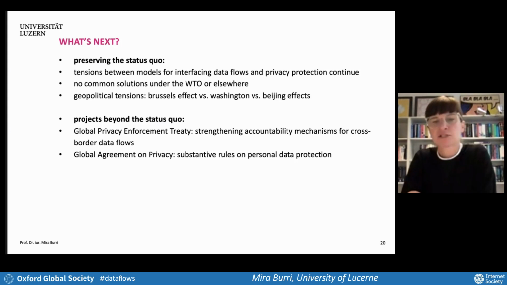They basically suggest two things: one that goes on more the procedural side of things, strengthening the accountability mechanisms, in the sense of making a global privacy shield type of agreement. And the other one, which is, I think, rather unlikely, is to agree substantively on what the rules on personal data protection should be and move towards a global agreement on privacy.